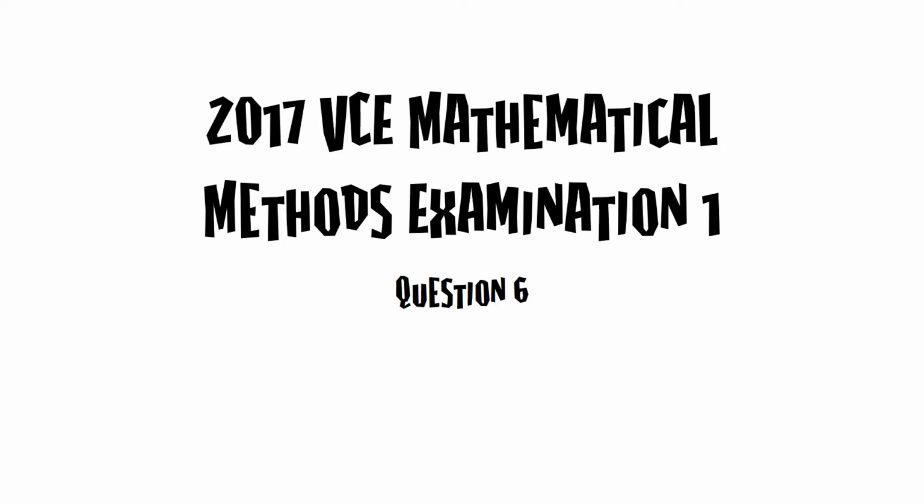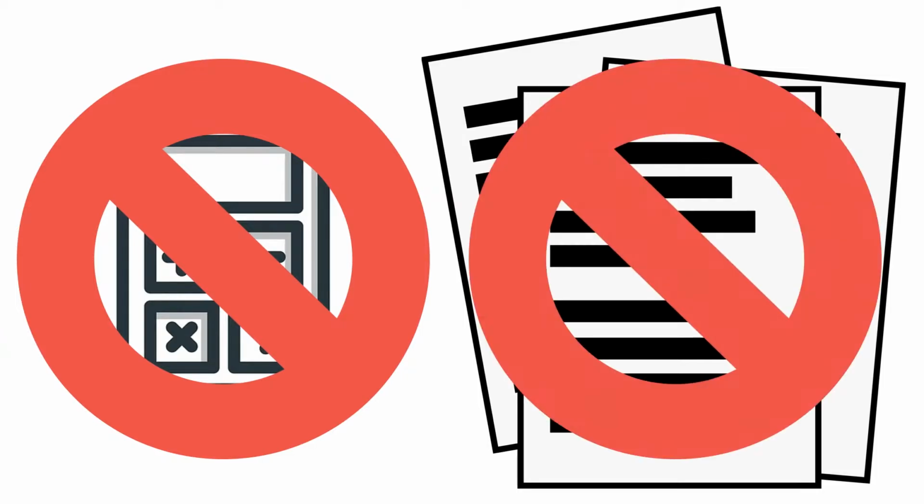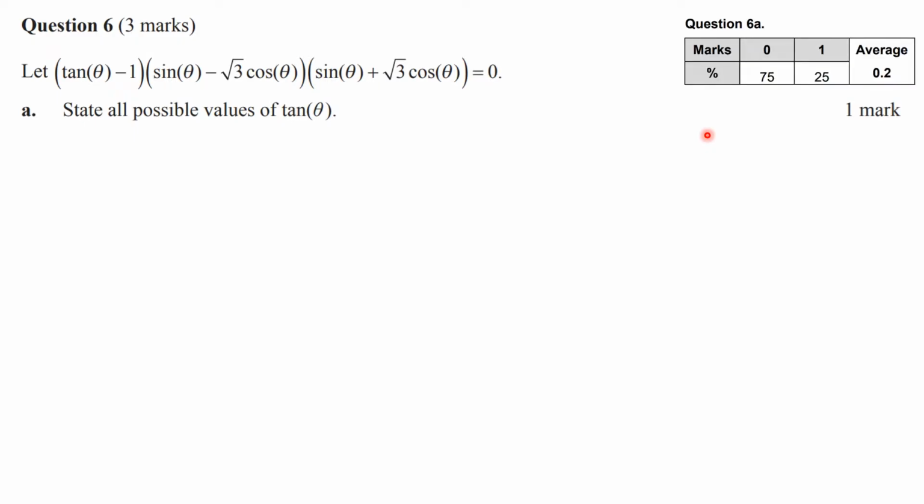So keep in mind, this is Methods Examination 1, which means no calculator, no notes. So what is this question? This question 6 is worth 3 marks. This is the question here. This first part is worth 1 mark. 25% of the state got this mark.